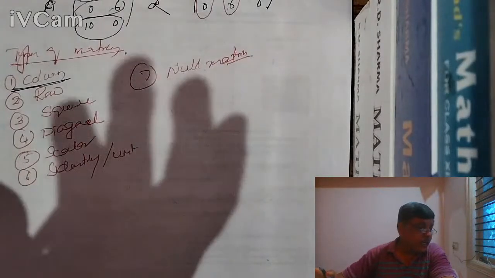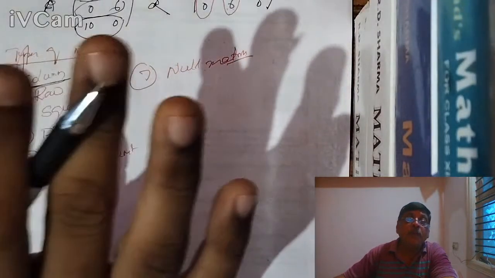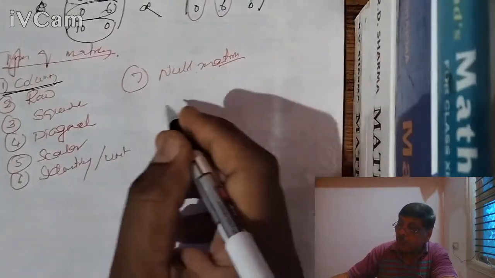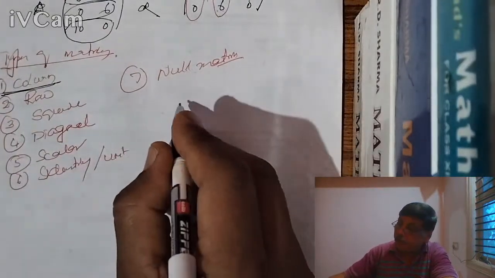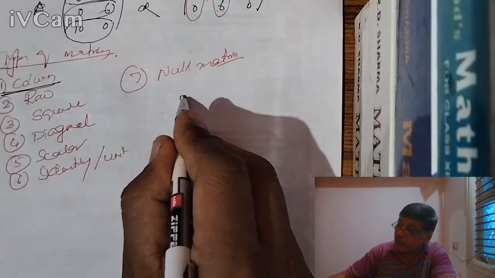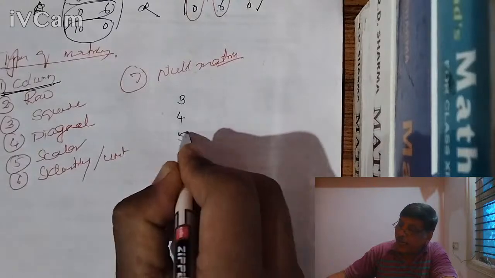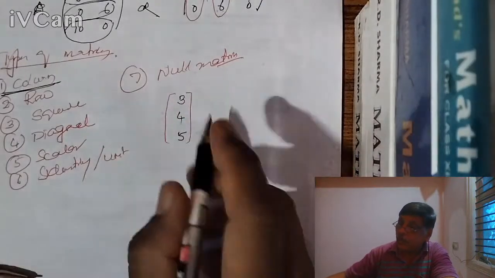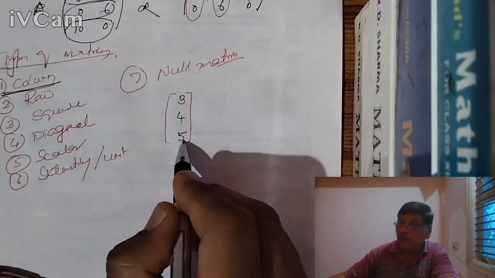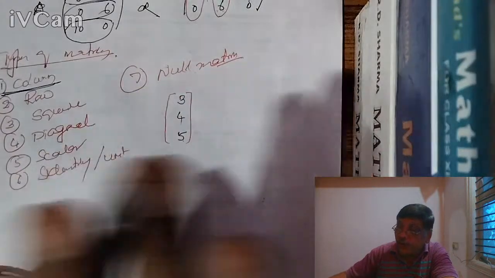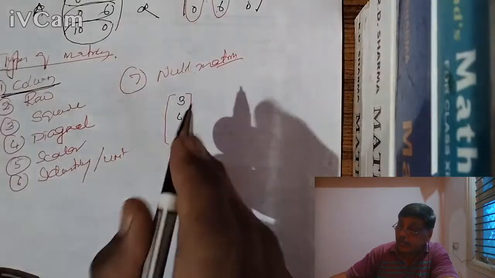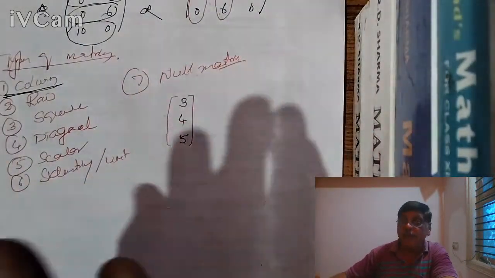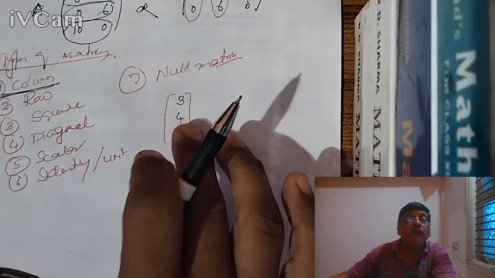The definition is very simple. A matrix is said to be a column matrix if it has only one column. Got it here? It has only one column. That is, 3, 4, 5 is a matrix. So in this matrix we have only one column. You need not worry about the number of rows. Here we have 3 rows: one row, second row, third row. But the column is only one column. Hence it is an example of a column matrix.